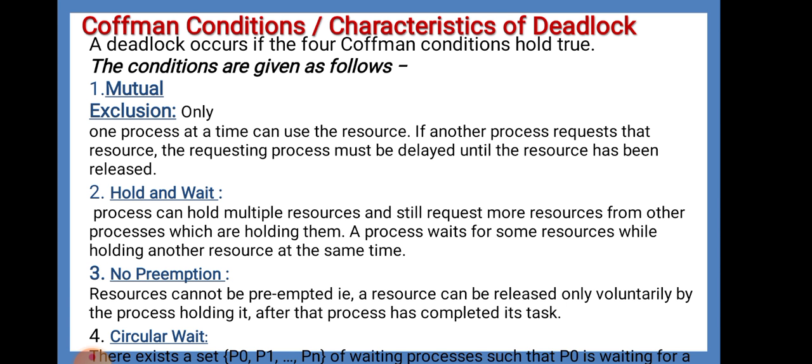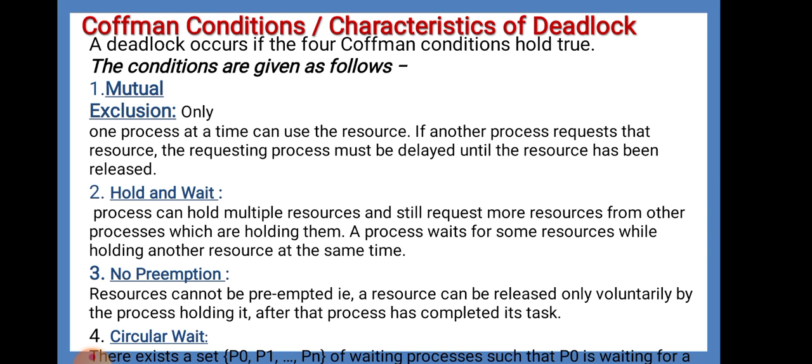Preemption means we can interrupt the execution in the middle. So no preemption means we cannot interrupt here. Once a process has acquired a resource, in the middle we cannot preempt it. A resource can be released only voluntarily, that is, willingly, according to its wish, by the process after that process has completed its task. Okay. So what is circular wait?